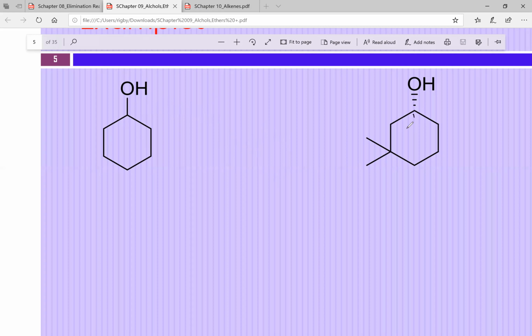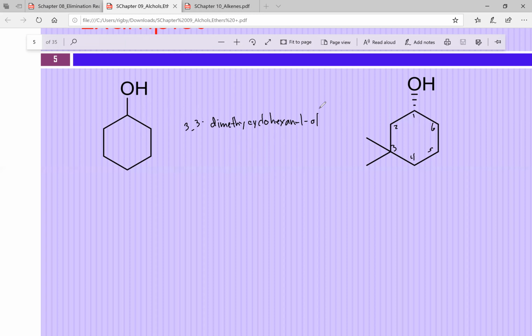Okay, again, you want to give OH the priority, so you want to give it a lower number than these alkyl groups, and so we're going to number it 1, 2, 3, 4, 5, 6. Okay. And so then we see we have 3,3-dimethyl hexane, or sorry, that should be cyclohexane, 1-ol. Again, you don't have to put the 1. I like to do it just for sake of clarity.